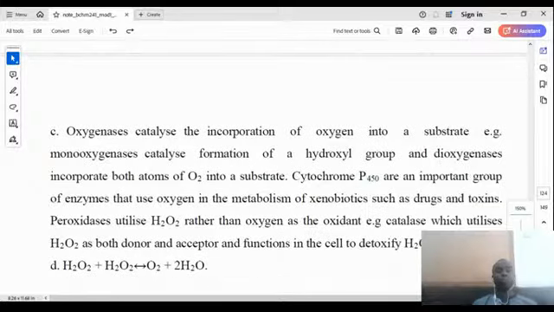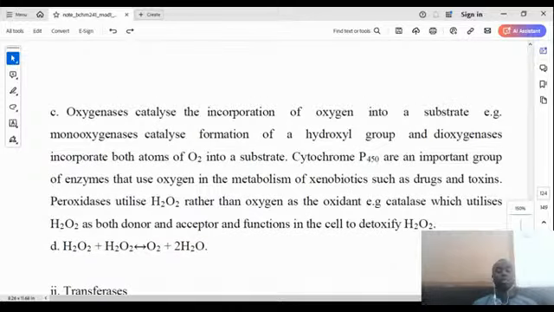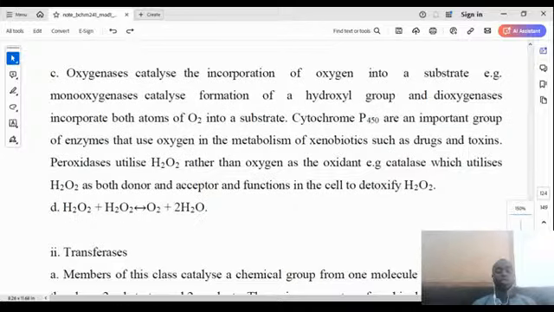We have cytochrome P450, an important group of enzymes that uses oxygen in the metabolism of xenobiotics such as drugs and toxins. We have peroxidases, which utilize hydrogen peroxide rather than oxygen as the oxidant. For example, catalase utilizes hydrogen peroxide as both donor and acceptor, and it functions in the cell to detoxify hydrogen peroxide. So hydrogen peroxide is converted to oxygen and water. This is catalyzed by catalase.